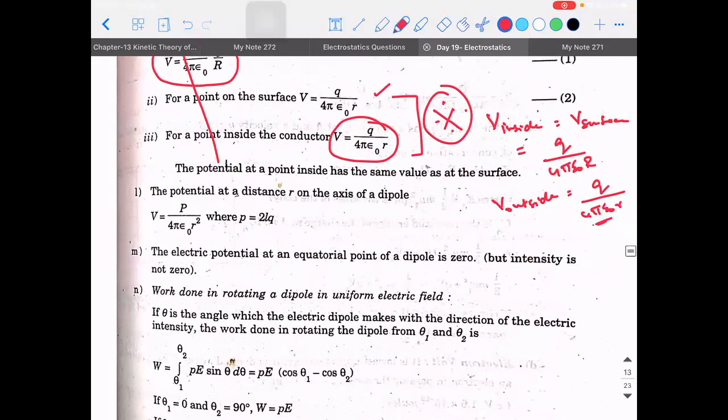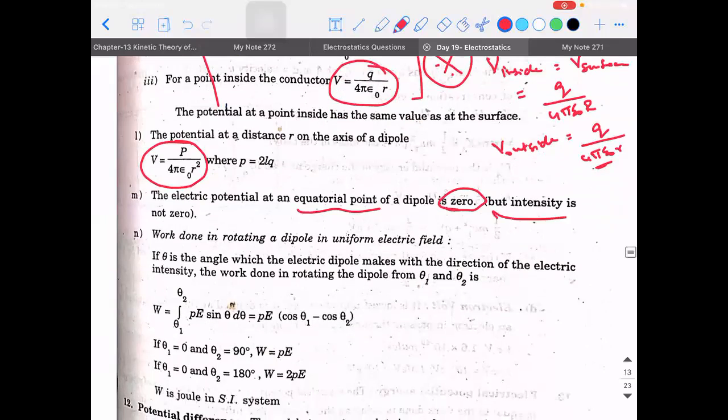So with respect to a dipole, what are the 2 points where we try to calculate the field? One is the axial point and the second is the equatorial point. On the axial point, what is the electric field due to a dipole? It is given by the formula P divided by 4 pi epsilon naught r square. Whereas at the equatorial point, its potential is 0. But remember, its intensity is not 0. How is the intensity given? Kp divided by 4 pi epsilon naught r cube.